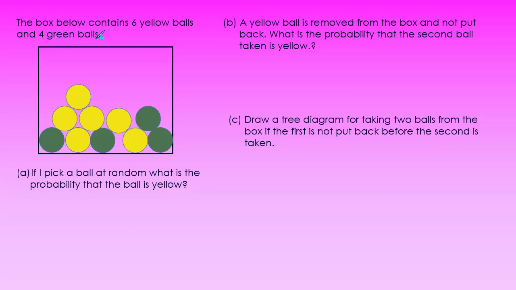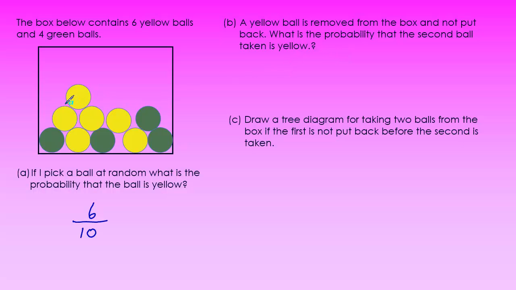The box below contains 6 yellow balls and 4 green balls. If I pick a ball at random, what is the probability the ball is yellow? So 6 yellow and 4 green means 10 altogether. So it's going to be 6 out of 10. Let's not worry about the cancelling down. A yellow ball is removed from the box and not put back. What is the probability the second ball taken is yellow?